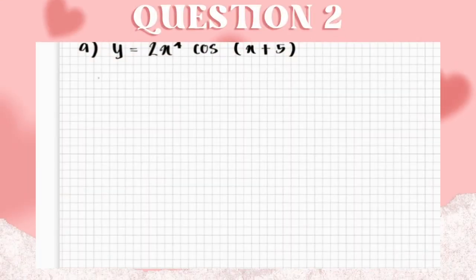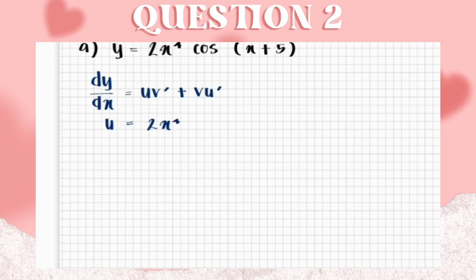I will continue explaining for question 2. For part A, we can use the product rule: dy over dx equals u v prime plus v u prime. Firstly, we need to identify u, u prime, v and v prime. For v prime and u prime, we need to differentiate first.